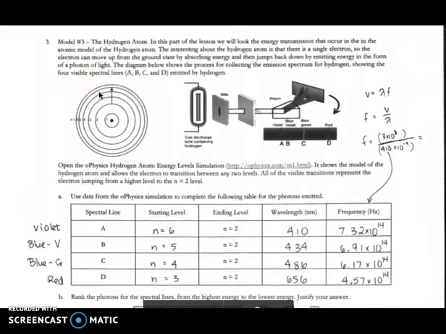So in Model 3, now we're trying to combine Model 1 and Model 2 into one coherent picture, trying to connect what's happening with energy levels inside an atom with the colors you see if you excite that atom by making it really, really hot.